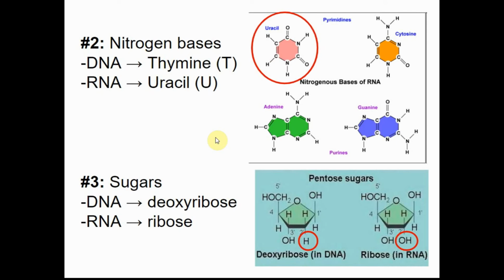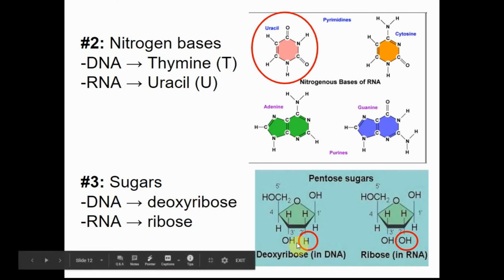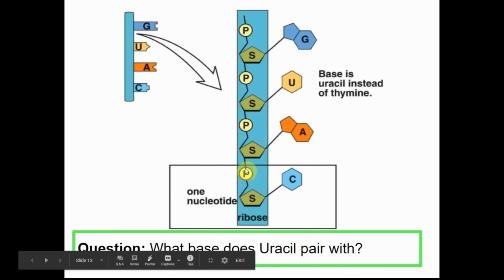Also, their pentose sugars are different. DNA has the sugar deoxyribose, RNA has the sugar ribose, and they really only have 1 difference in their structures. Deoxyribose is missing a single oxygen atom here.